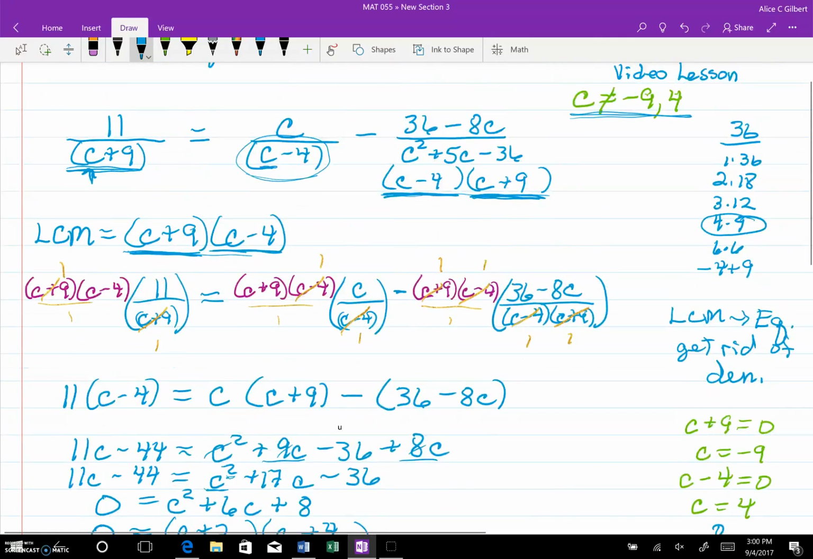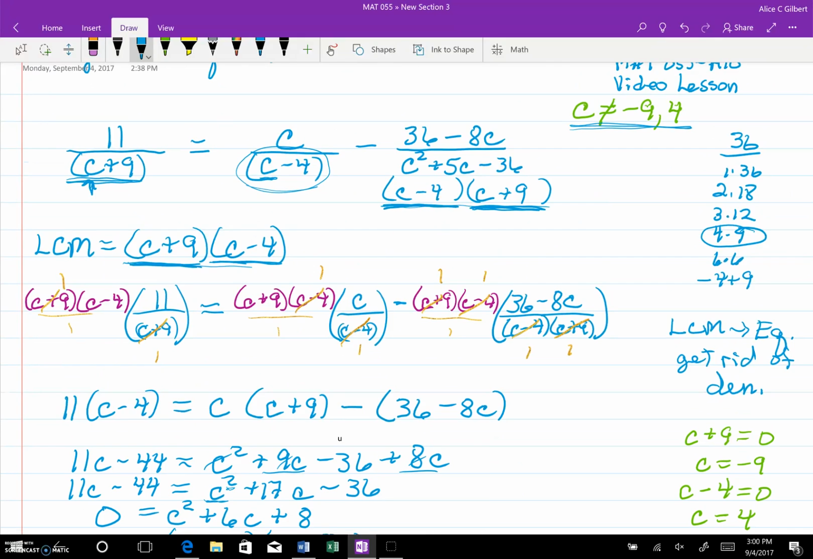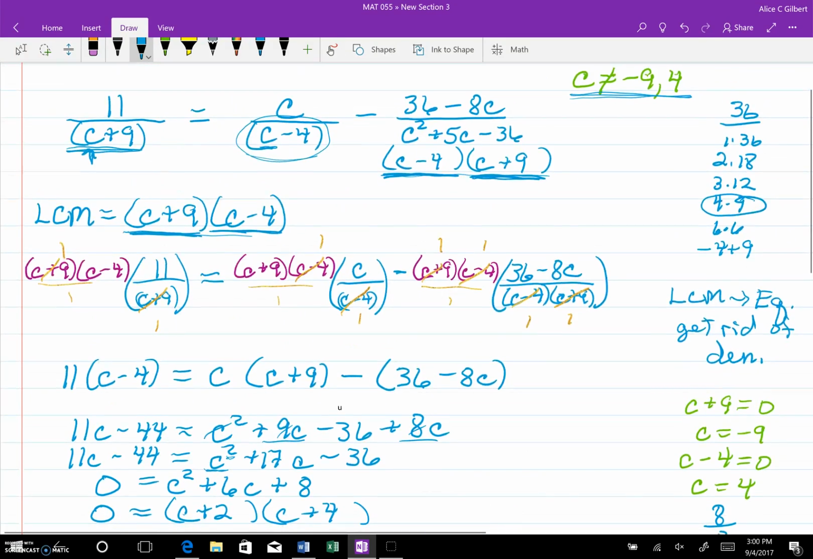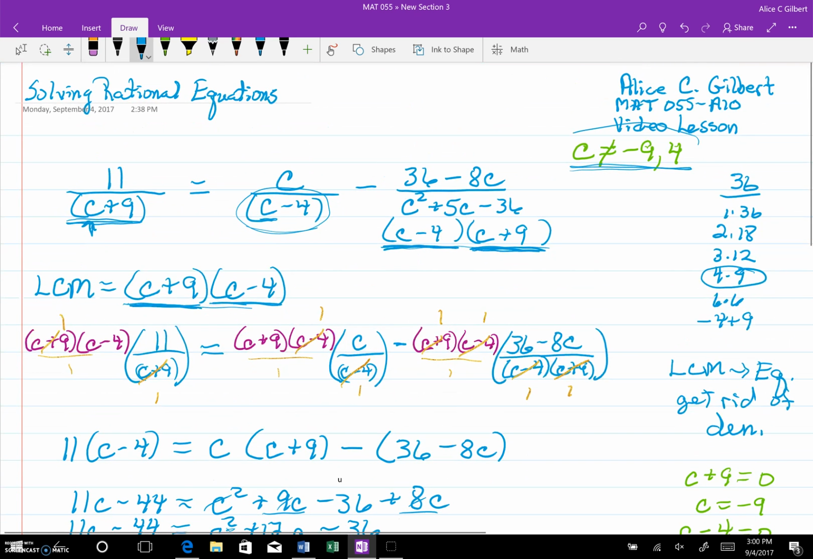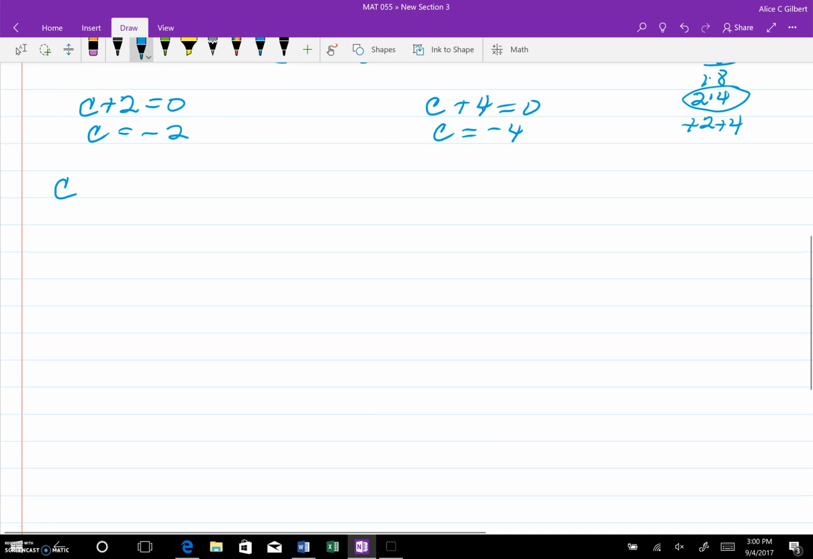Now let me go up here and see. I can have a negative 4. I can't have a positive 4, but I can have a negative 4. And I can have a negative 2 because these are the only things I can't have. So both of these work. So C equals negative 4 or negative 2. Now let's check these. These are equations, so I can always check.